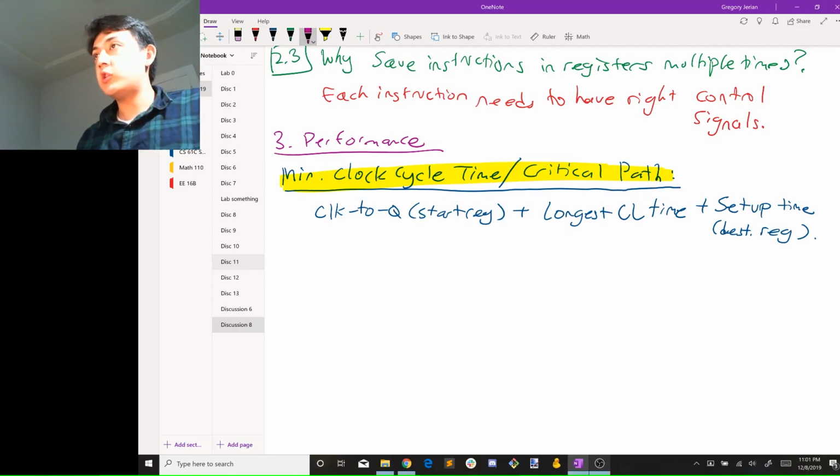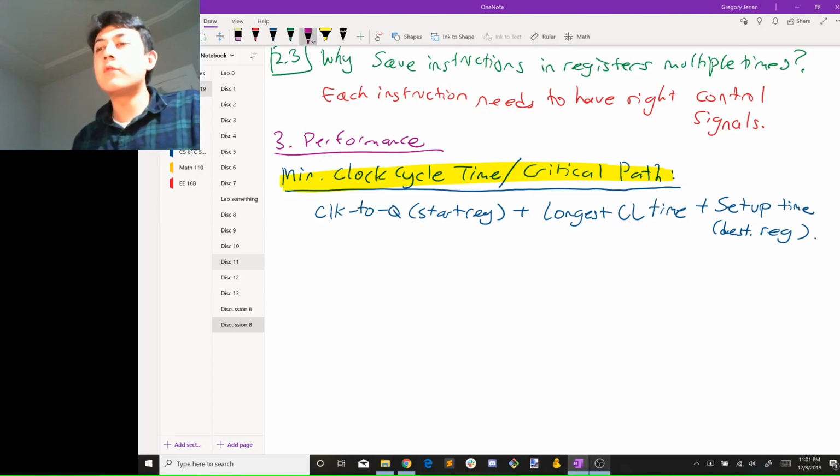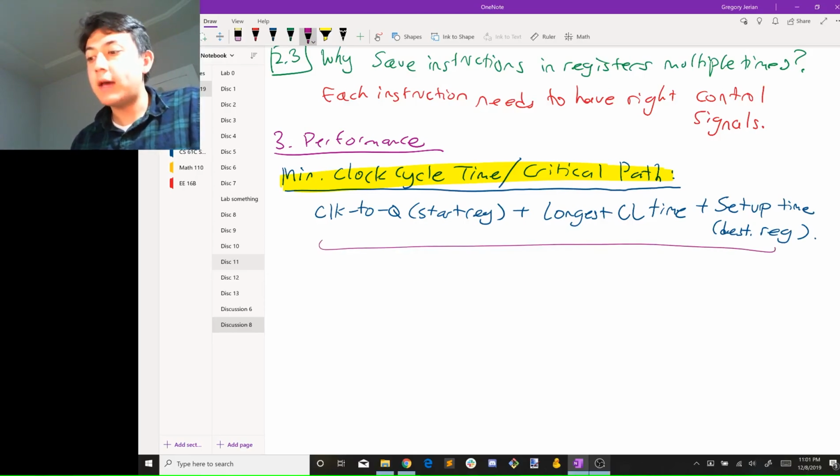So the first section tells you that the register clock to queue time is 30 picoseconds, and the branch comparator is 75 picoseconds, and the memory write is 200 picoseconds, and all these other things about how long each part of the data path takes. And then it asks you, what will be the fastest possible clock time for a single cycle data path? Well, the fastest clock time is just the smallest clock cycle, and so we just need to calculate our critical path.